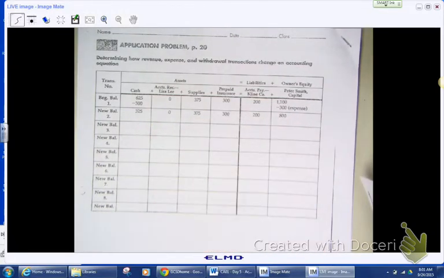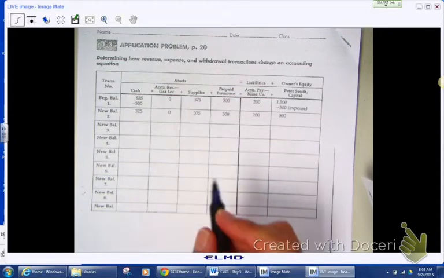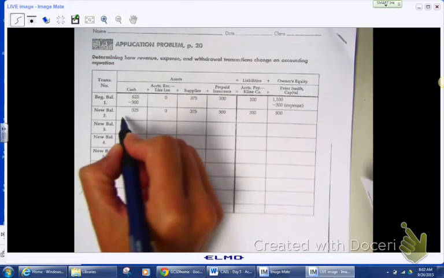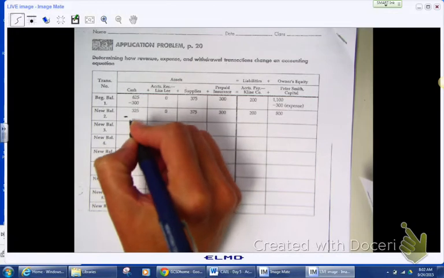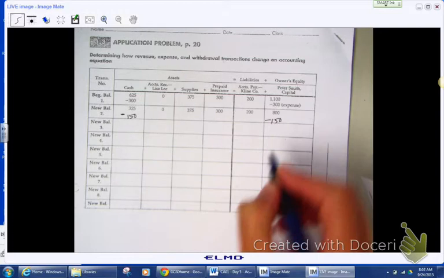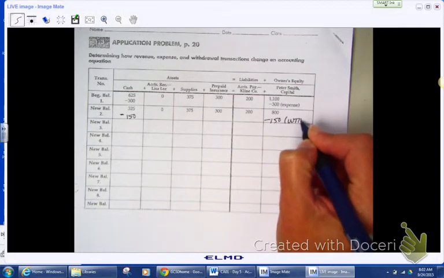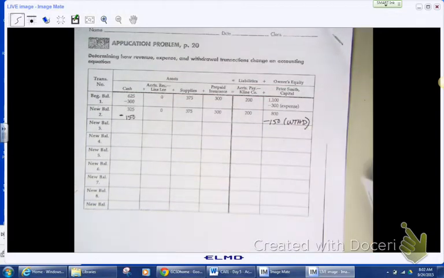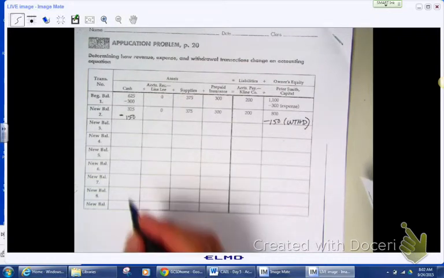Okay? So Danny, you're going to do number 2. Paid cash to the owner for his personal use, $150. So what are the two accounts that are affected? Cash and owner's equity. Perfect. So the cash account is going down by how much? 150, and the owner's equity by the same. And then we put in parentheses withdrawals. And then we bring the balances down.